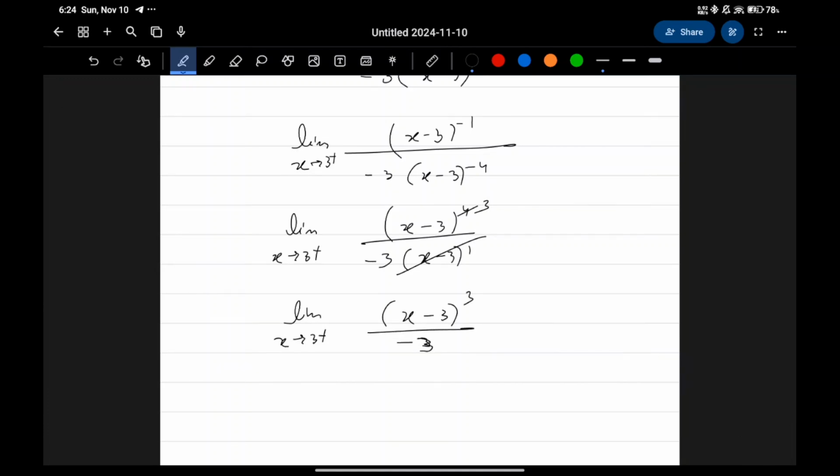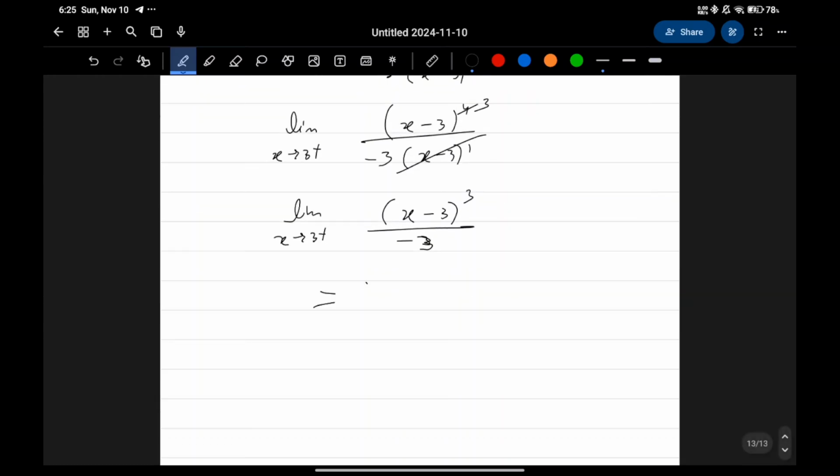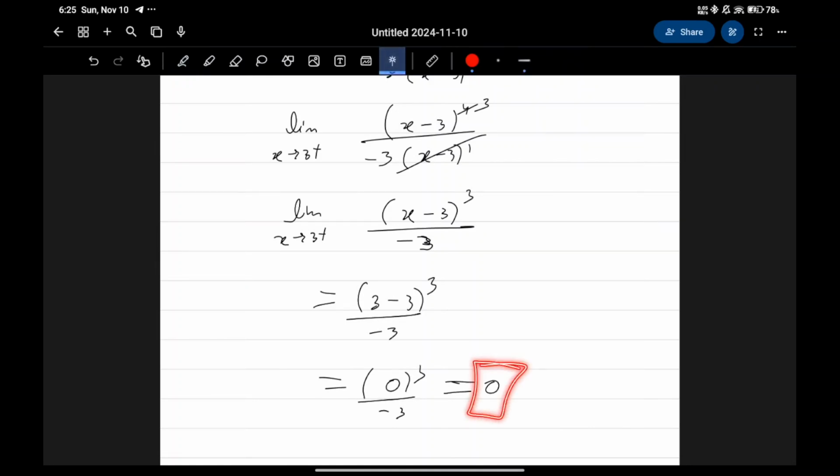Now that I am at the simplest form that I can reduce it to, let me plug in the 3 again. So 3 minus 3 to the power 3 over negative 3. This becomes 0 to the power 3 over negative 3, which is just 0. And this is a conclusive answer. I can stop over here. This is my final answer.